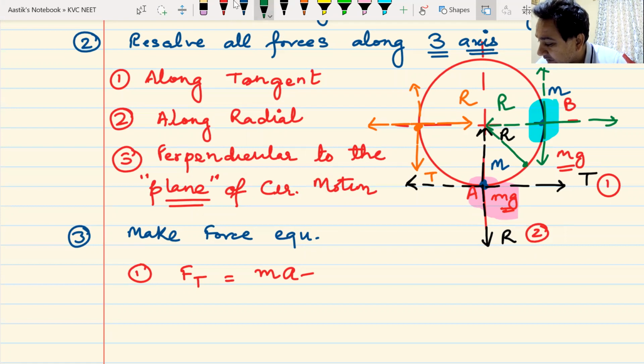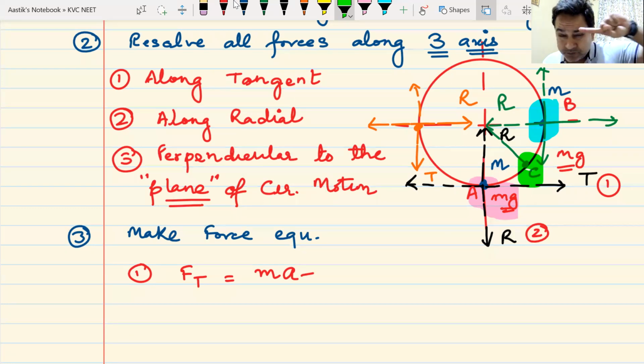Let us see, I have a point C in between, which I have drawn by green. How will gravitational force be? Number one, will it be completely radial? Number two, will it be completely tangential? Number three, one part of it will be radial and one part of it will be tangential. What is the correct answer?